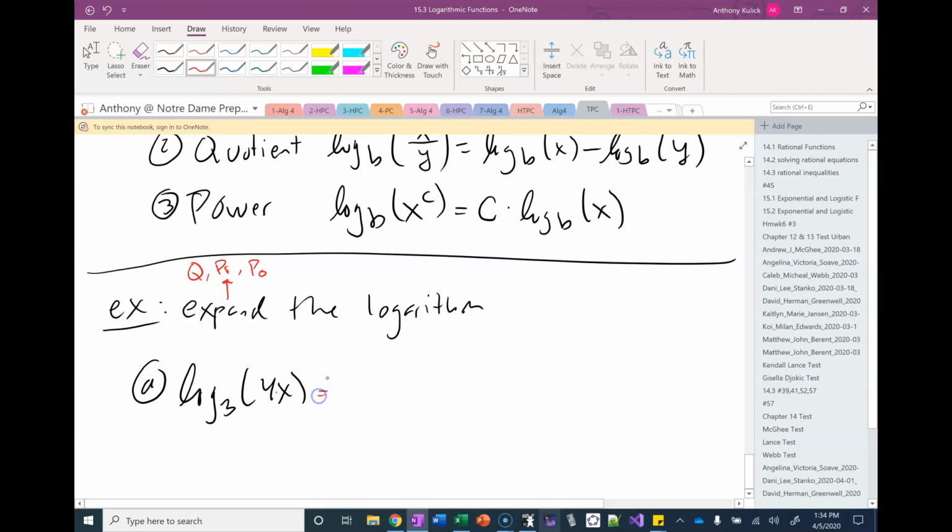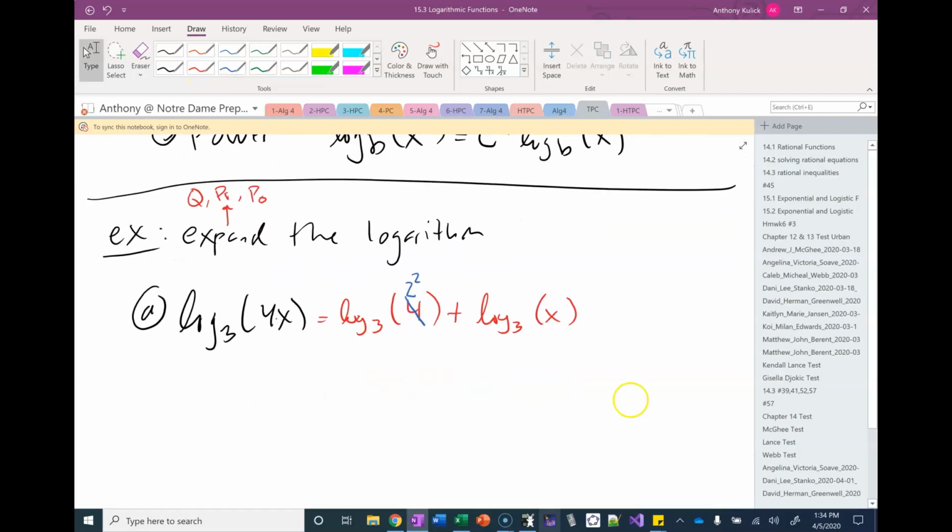So if I apply the product property here, I get log base 3 of 4 plus log base 3 of x. Okay? And the next thing you'd look for is power properties, and you might think there aren't any, but there really is one. It's hiding on you. Notice that the number 4 we can really think of as 2 squared. So there is a power property going on here. So I can rewrite this as 2 times log base 3 of 2 plus log base 3 of x.